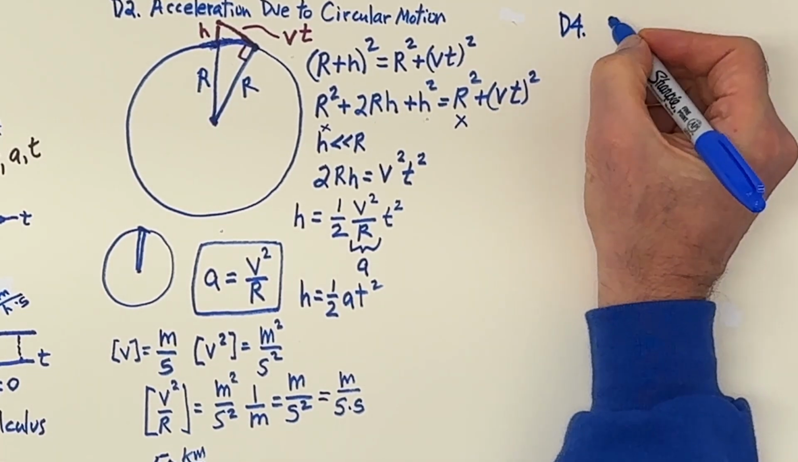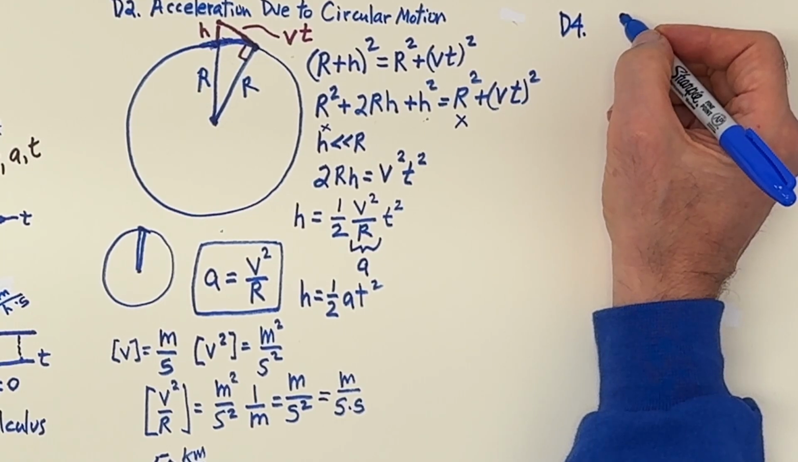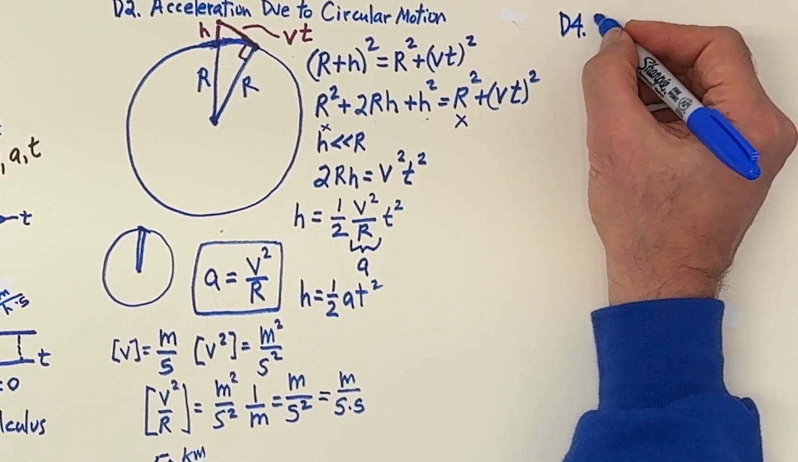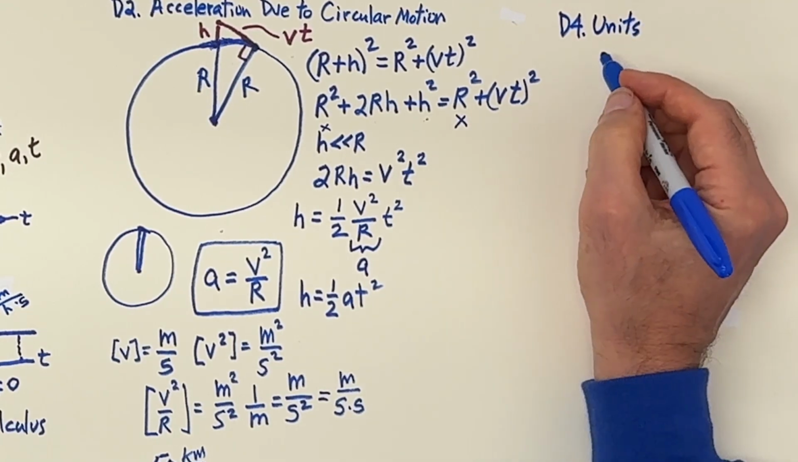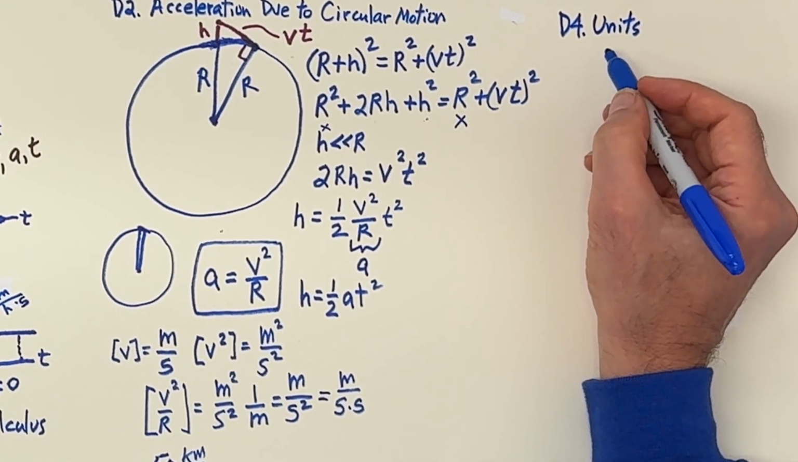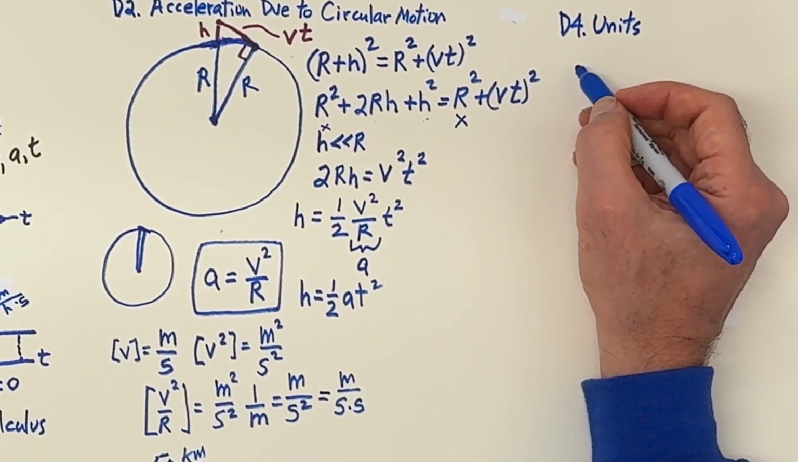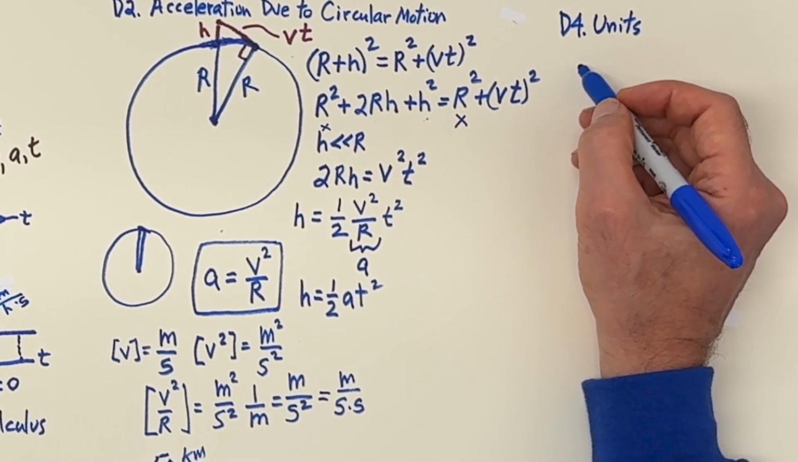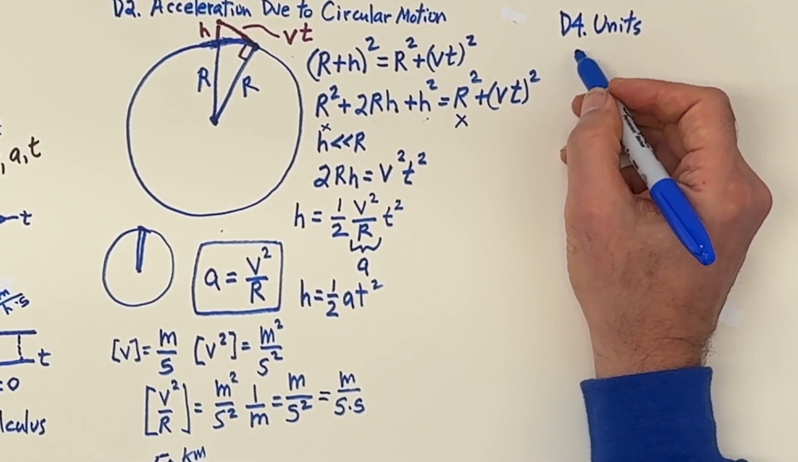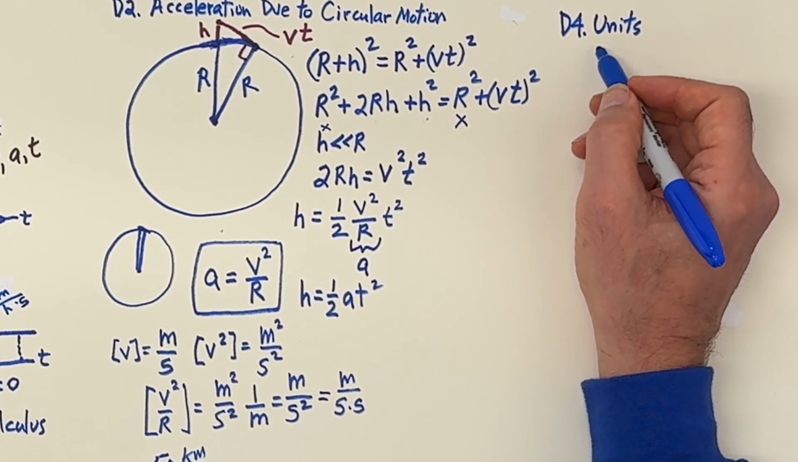I like to spend a little bit of time on units. Units are very important in science, and the metric system, which is used by a professional scientist, basically uses meters and kilograms.